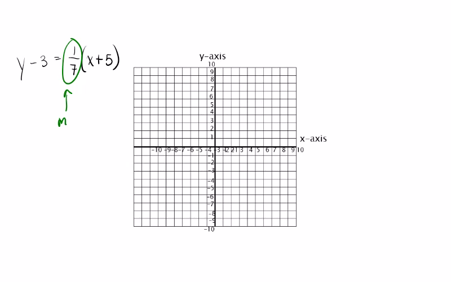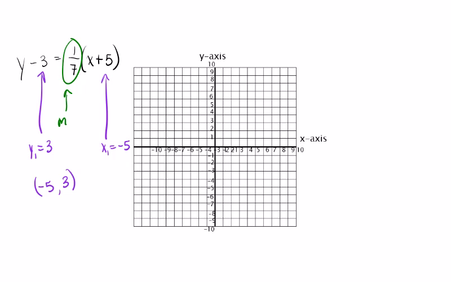So remember that we always change the sign. So this is the x coordinate. So x1 is -5, and then y1 is +3, right? So our coordinate point is -5, 3.